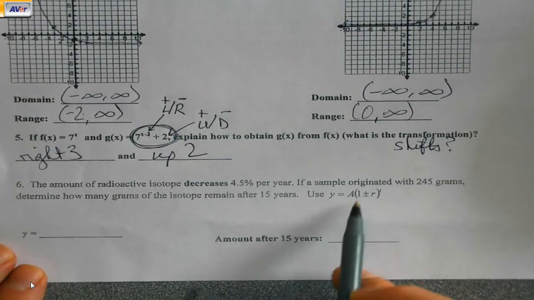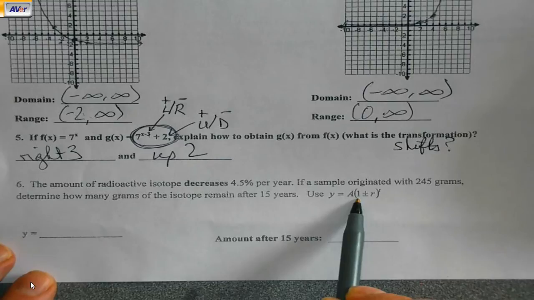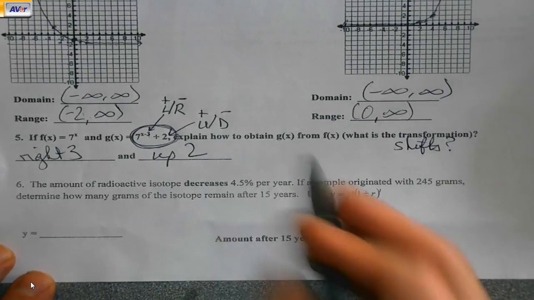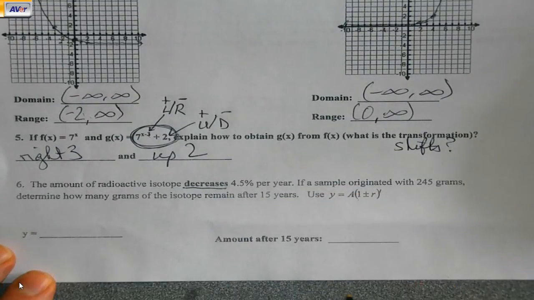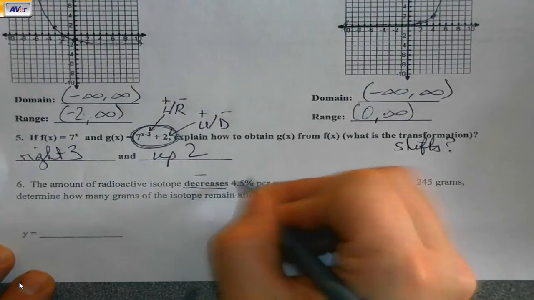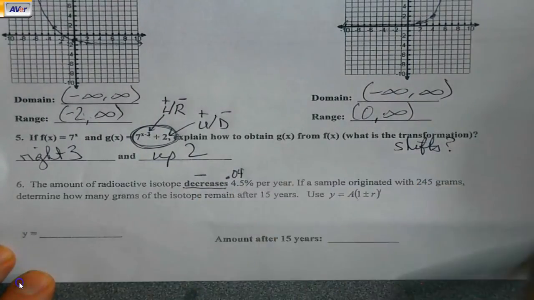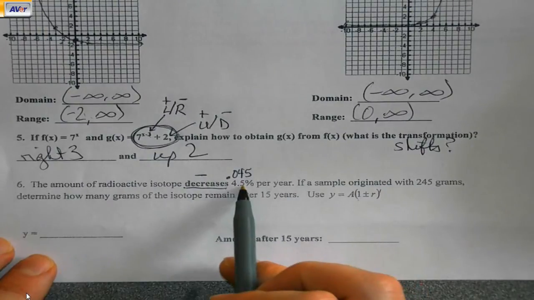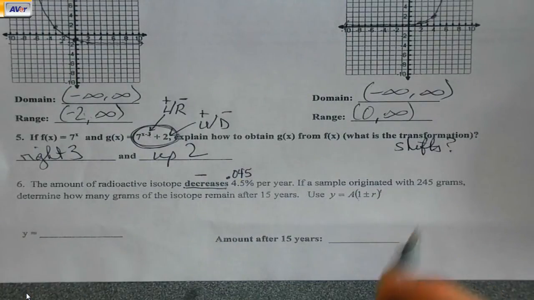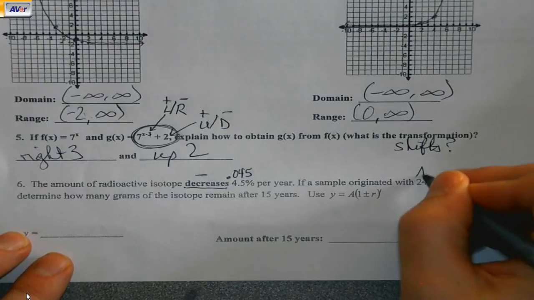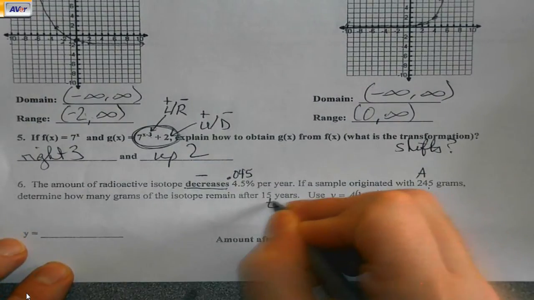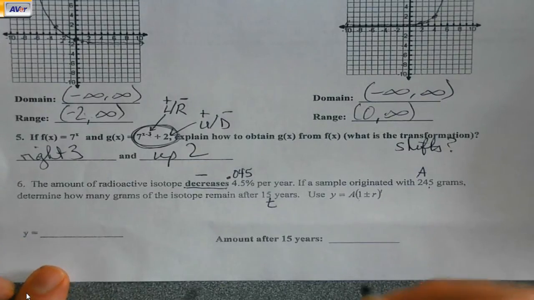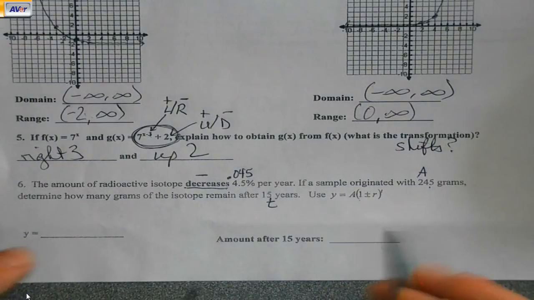Okay, notice the formula to use is right there. Don't get creative. Don't try to use a different one. Just use the one I have. The amount of radioactive isotopes decreases 4.5% per year. Okay, decreases means we're minus. So again, if we're not sure on our decimals, you can always divide by 100 to get that. There's my A value. There's my starting amount. Okay, and there's my T. So basically, I've got everything I need to figure out my Y value.